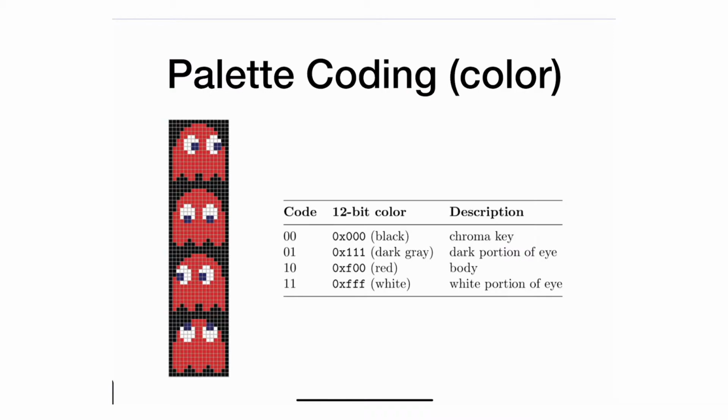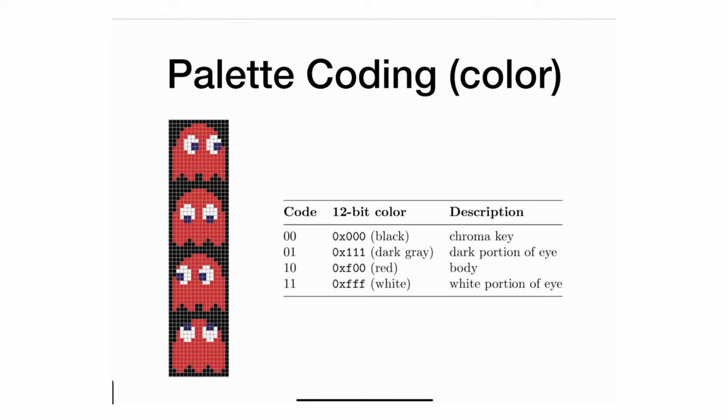So instead of using 12 bits for each one of these colors, I'm going to encode them. Specifically, I'm encoding what these colors mean. So I'm encoding that I need chroma key, I need the dark portion of the eye, I need the body, and I need the white portion of the eye. Specifically, I was able to encode each one of these pixels in 2 bits only. I have 4 colors, so I need at least 2 bits.